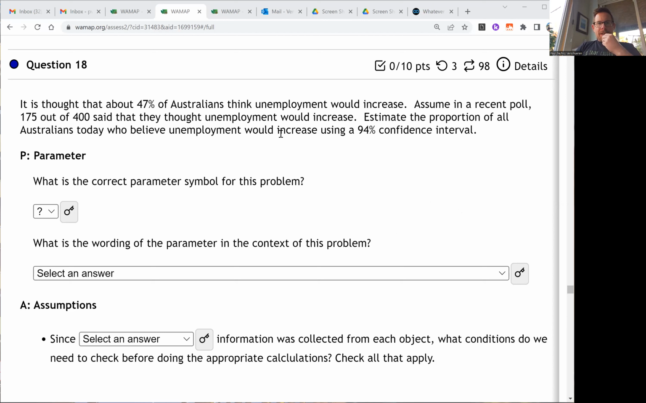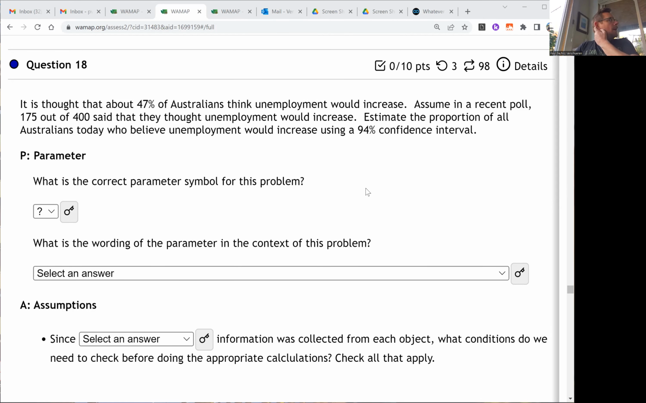It is thought that about 47% of Australians think unemployment would increase. Assume in a recent poll, 175 out of 400 said they thought unemployment would increase. Estimate the proportion of all Australians today who believe unemployment would increase using a 94% confidence interval.